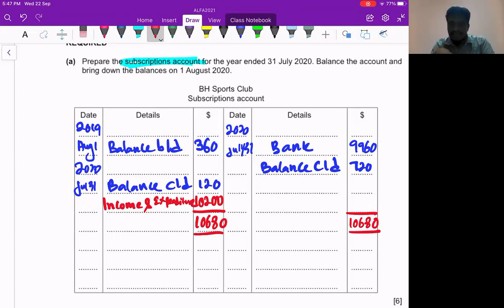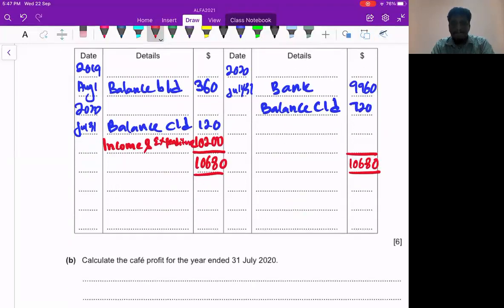In an exam, some of you just write income. It's wrong. You must write income and expenditure. Write in full. Okay, can I stop here? If you stop here, you will waste 2 marks.